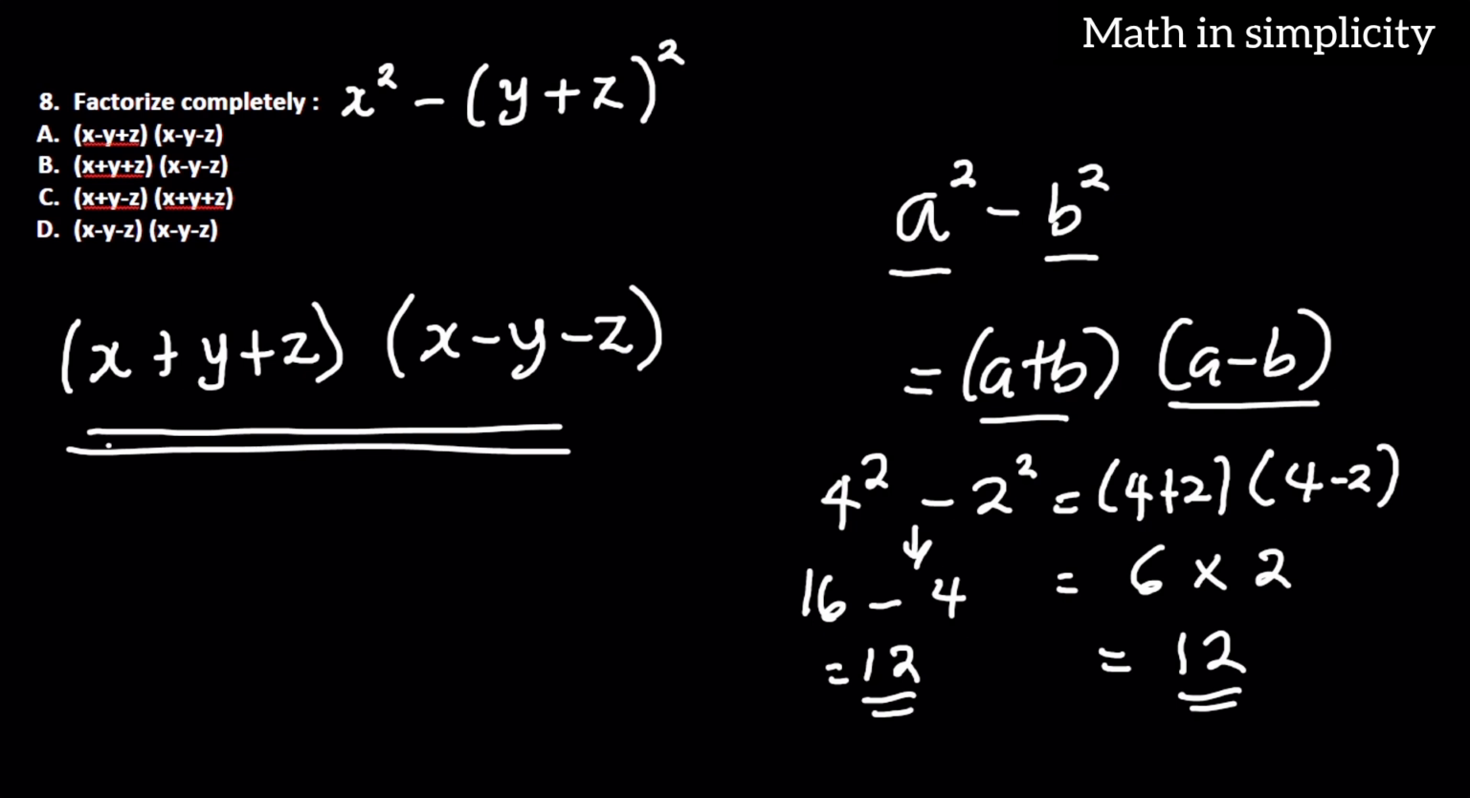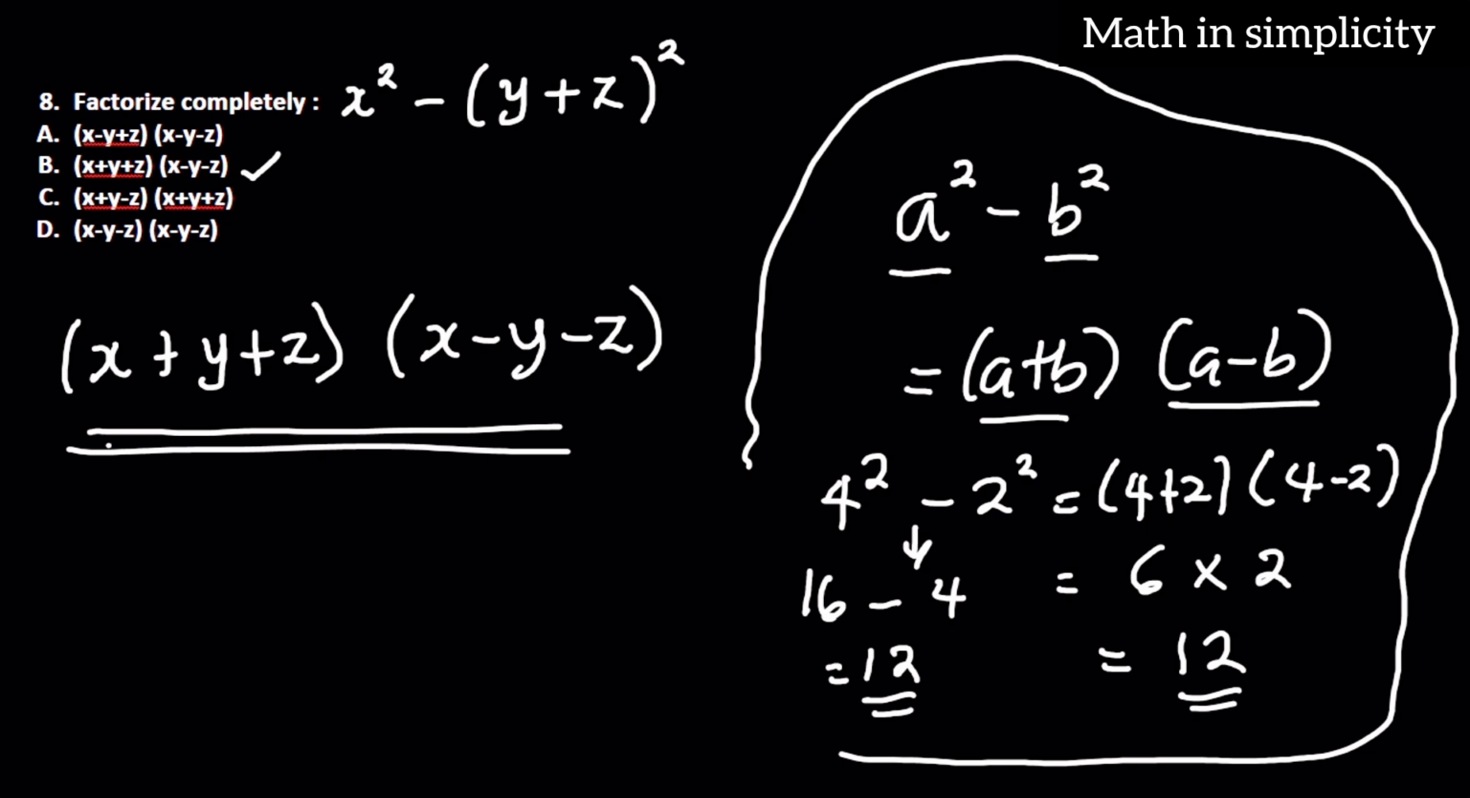And which one corresponds to that? We have option B, that's x plus y plus z, x minus y minus z. So the correct option is option B. Very, very simple to solve. All you need to know is the difference of squares. If you understand the difference of squares, which is this, it becomes very easy for you to simplify this problem. So let's go over to the next one, which is question number 9.